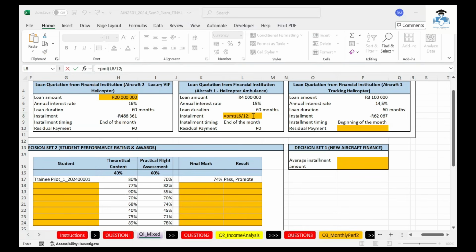Okay, now the rate is 15% divided by 12. Then the time is 60 months again. It's going to be 60. And the present value is 4 million. And the FV is 0. And the type is also 0. Enter. So that's your monthly payment, that's the amount of payment.